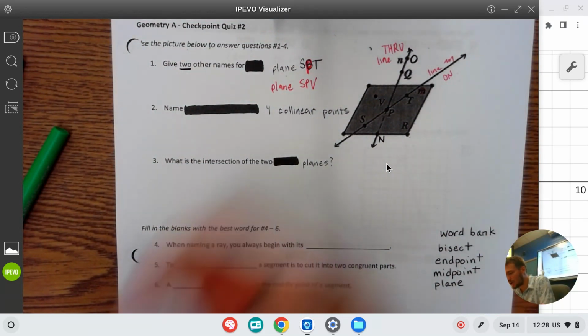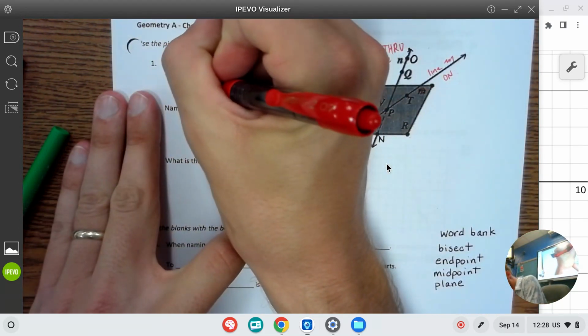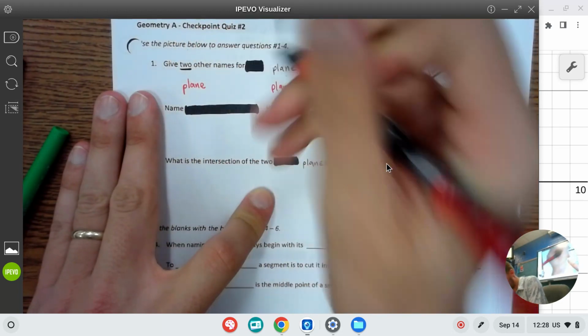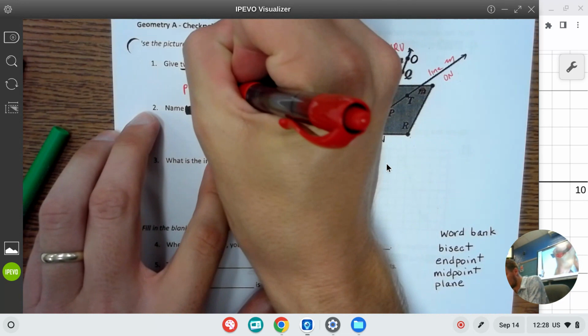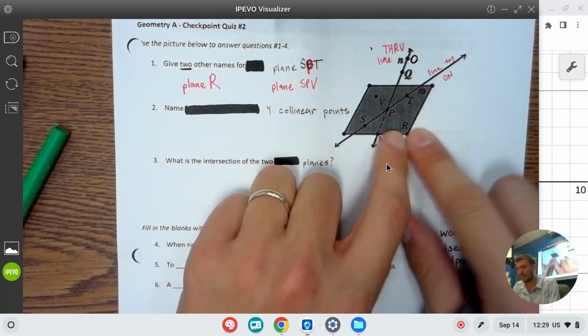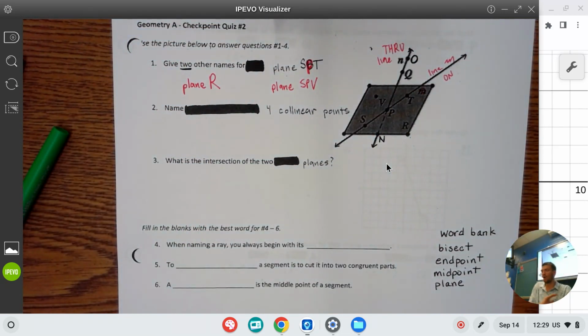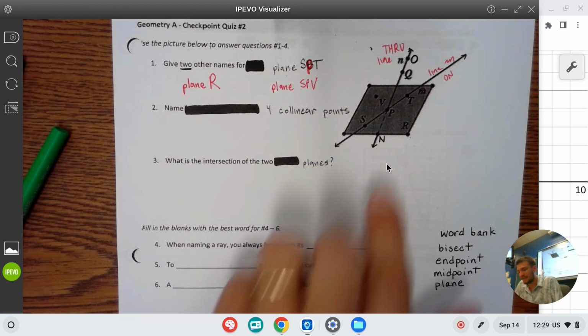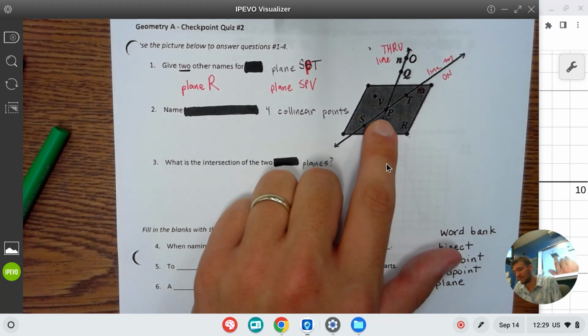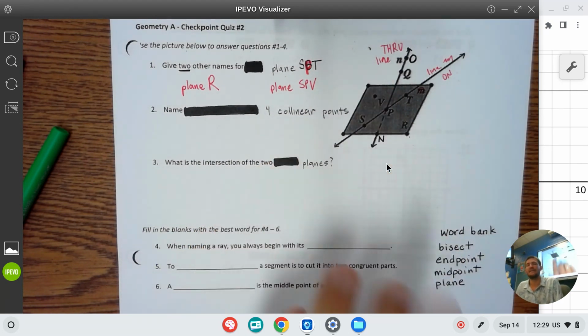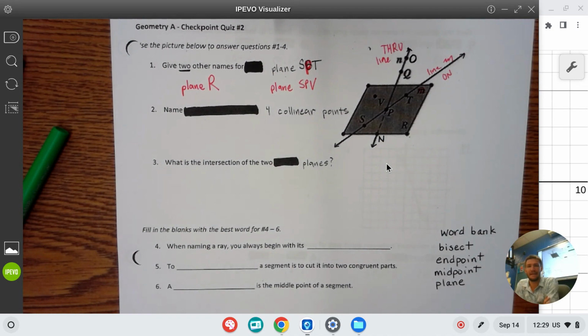We can also call it by the large capital letter that's in the corner, not near any plane, not near any points, and that would be R. So remember, planes are always going to be capital with a little bit fancy letters. This one doesn't look that fancy. Points are always going to be capital, but if it's a line, it's going to be lowercase with a little bit fancy. So it's very picky.